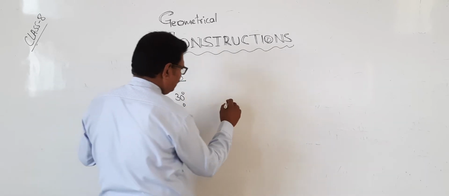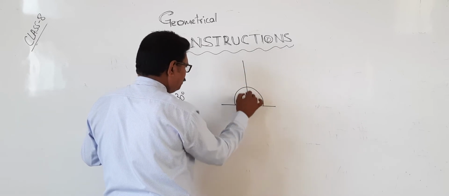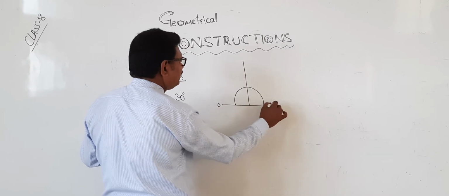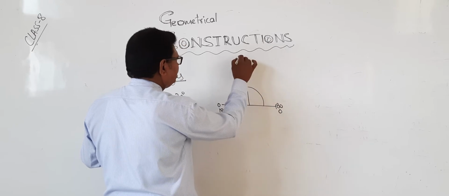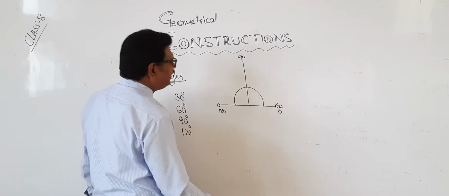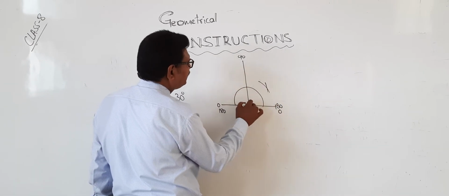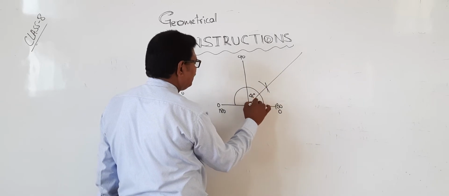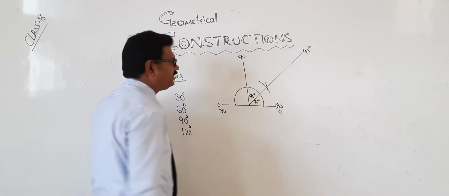If you show, it is 0 degrees, 180 here, 0 here, it is 90 degrees. This is the angle. Now bisect it from here to here like this. Therefore, it will become 45 degrees. It is also 45. Therefore, it is 45 degrees.